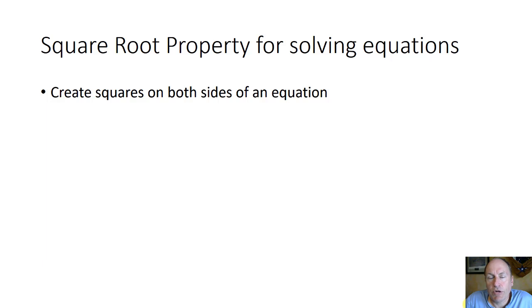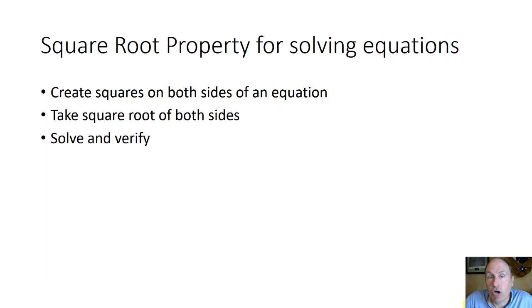So what we're going to try to do is create squares on both sides of an equation, and it may involve moving things from one side to the other. Once we've done that, we're going to take the square root of both sides and then solve and verify our solutions. This uses the square root property that if something is squared and we take the square root of it, we get the original quantity.